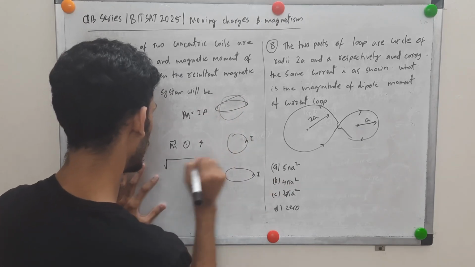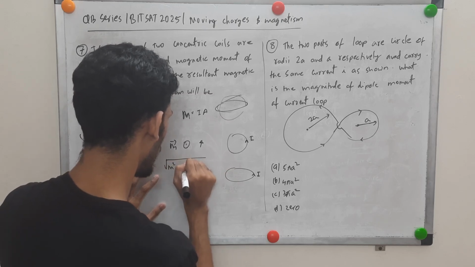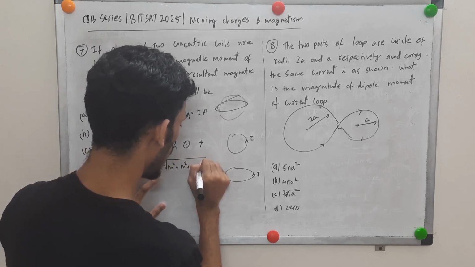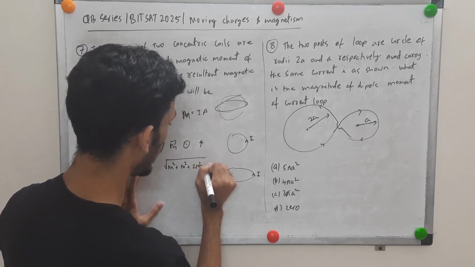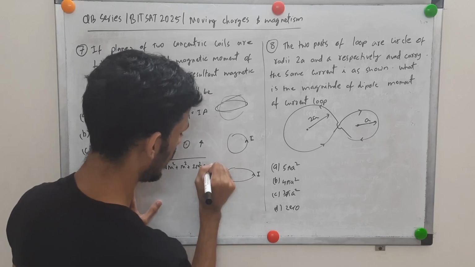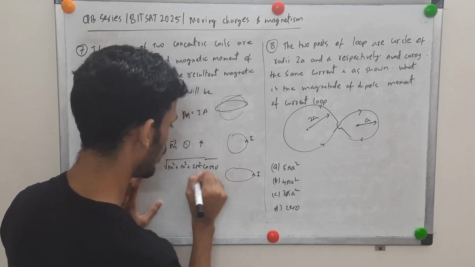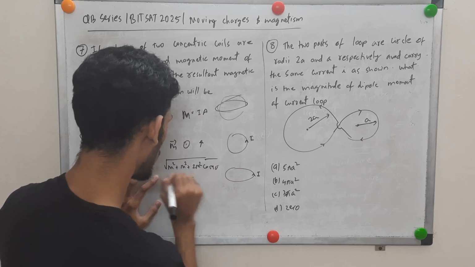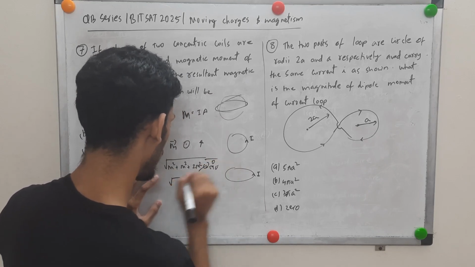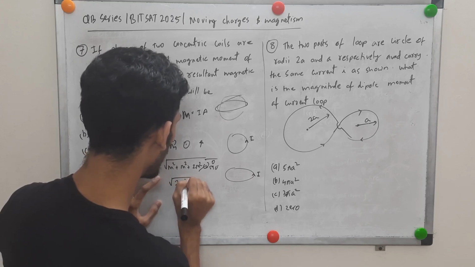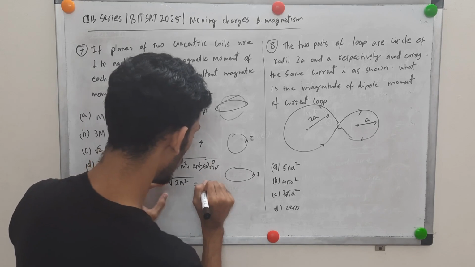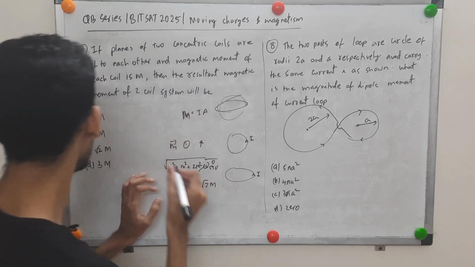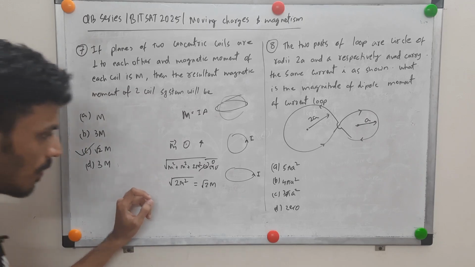So what is the formula for adding vectors? m1 square plus m2 square plus 2 m1 m2 cos of the angle between them, so cos of 90, right? That becomes 0. So m square plus m square, this term entirely becomes 0. So 2m square. Basically it's Pythagoras, right? m and m will give you root 2 m, not m in m. So option C is the correct choice over here.